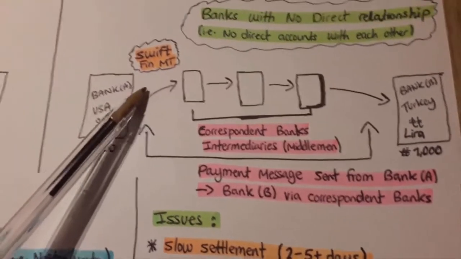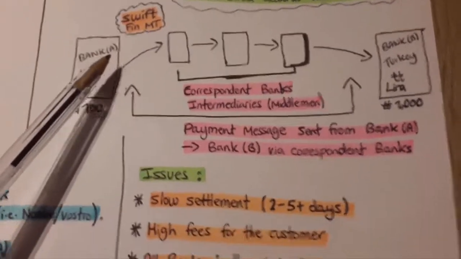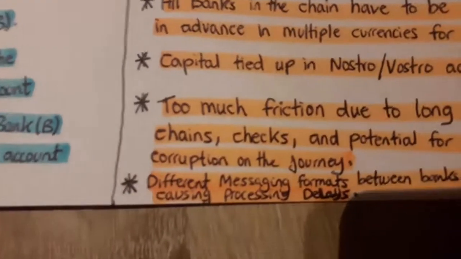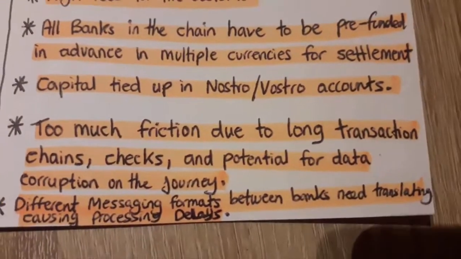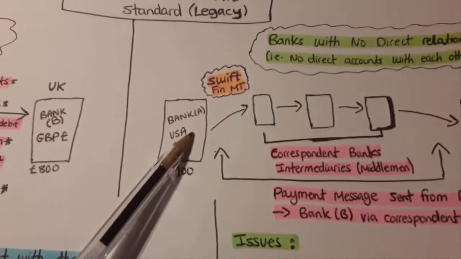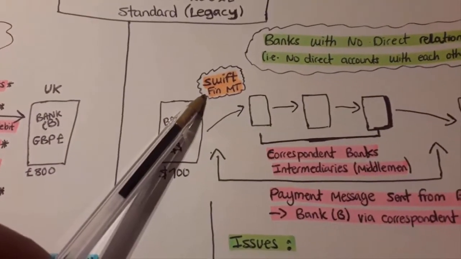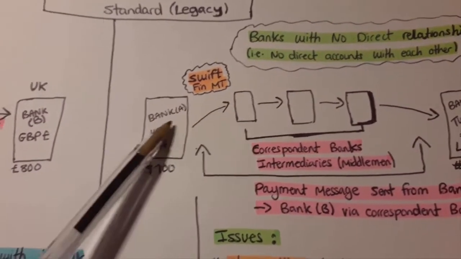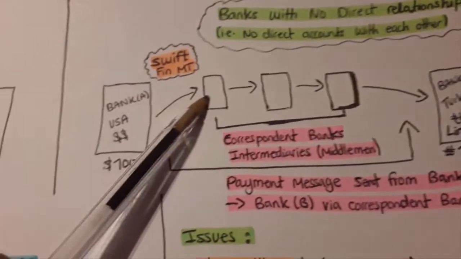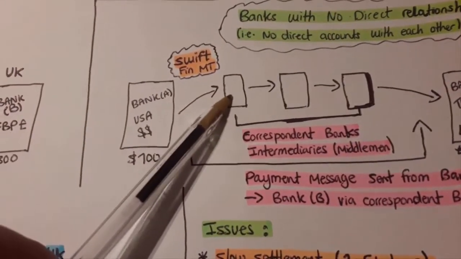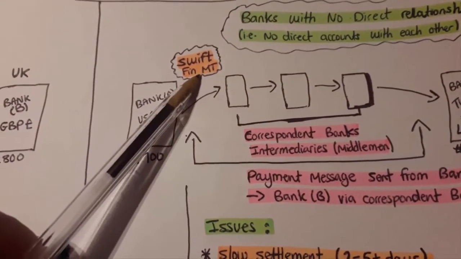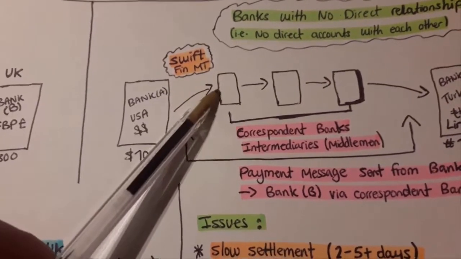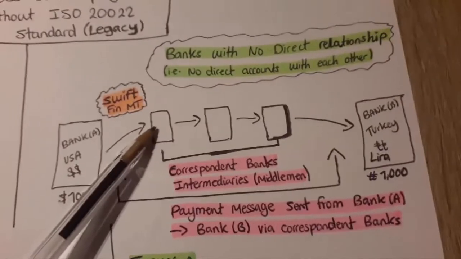And data corruption can occur as a result of different messaging formats between banks needing translating, causing processing delays. So we have the SWIFT FIN-MT message. Now that may send over a message to a correspondent bank, but then that bank does not deal with the SWIFT FIN-MT message. They have their own sort of messaging format.